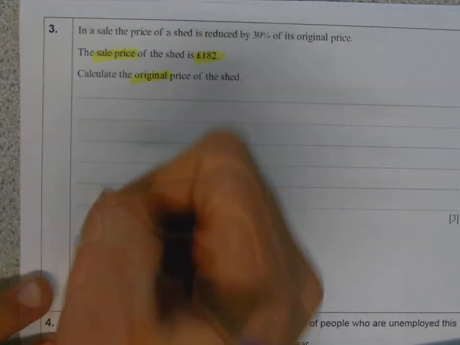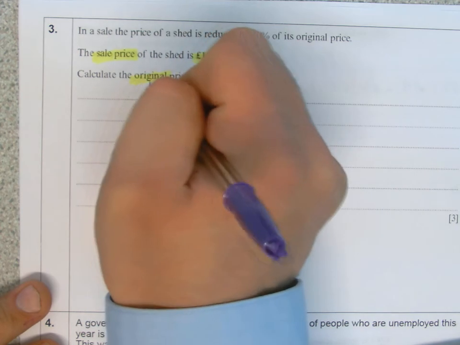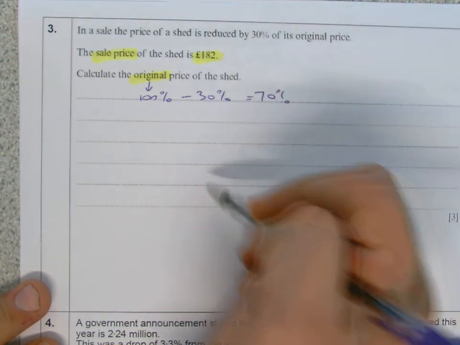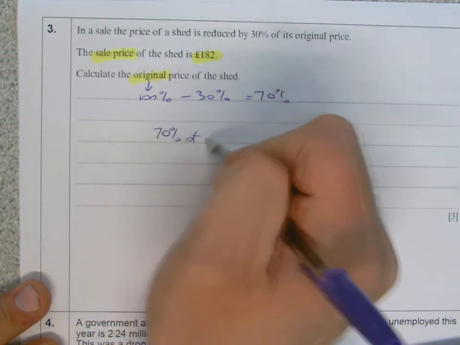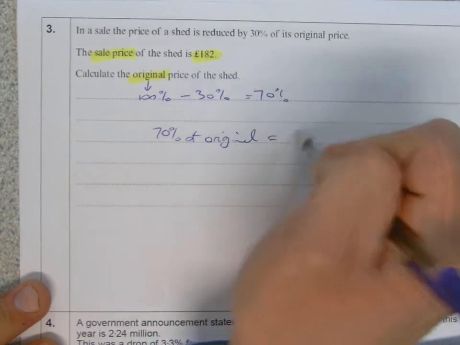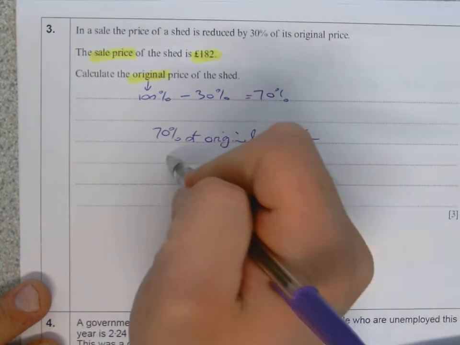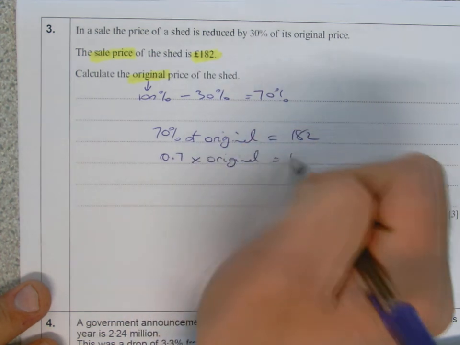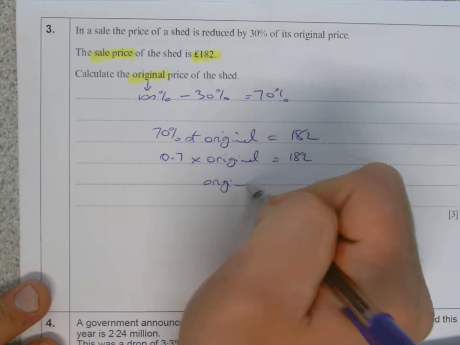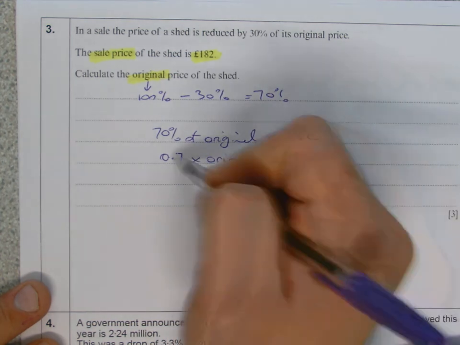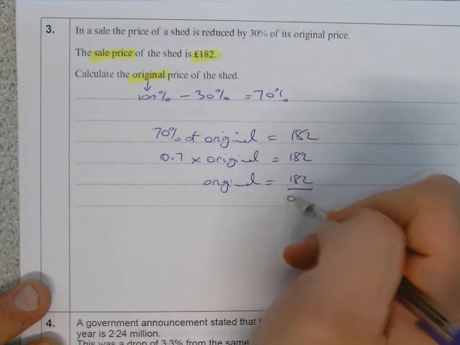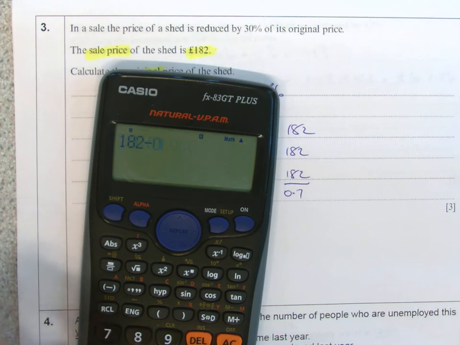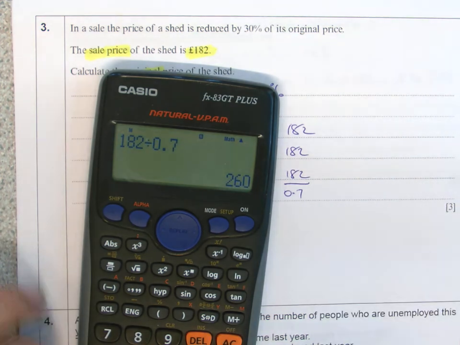That's the sale price. So if we think of the original, again, always original is 100%. It was reduced by 30%, so we're left with 70%. So working out 70% of the original will give me the sale price. Again, just a bit of maths. 70% as a decimal is 0.7. And then the original, 182, of course, because you times it by 0.7, you divide by 0.7, and you get your answer. So 182 divided by 0.7 comes out straight away, £260.